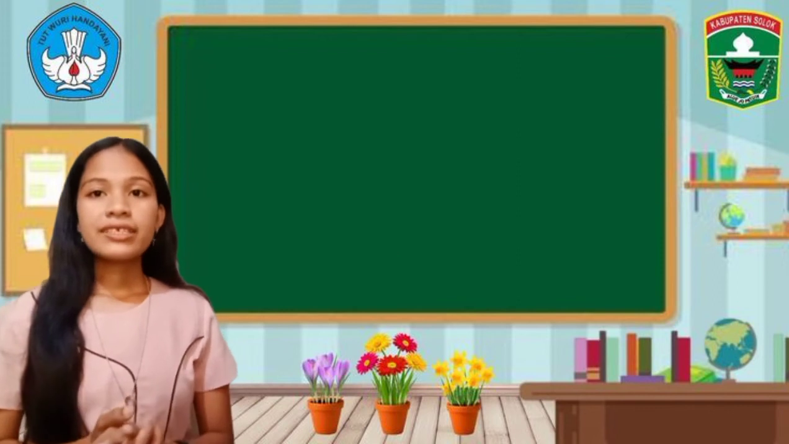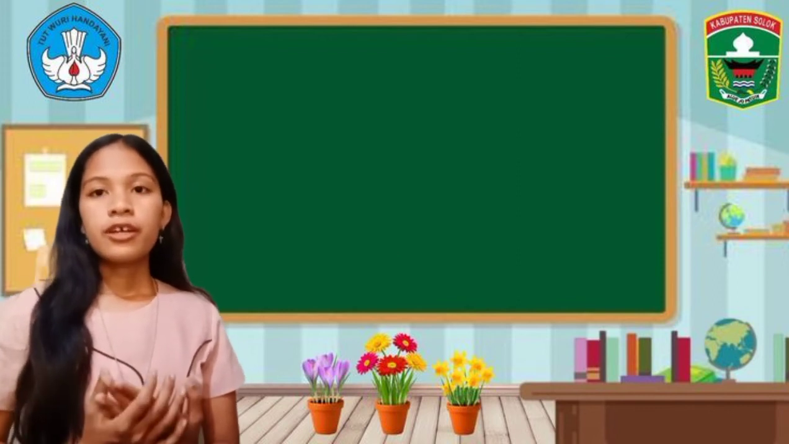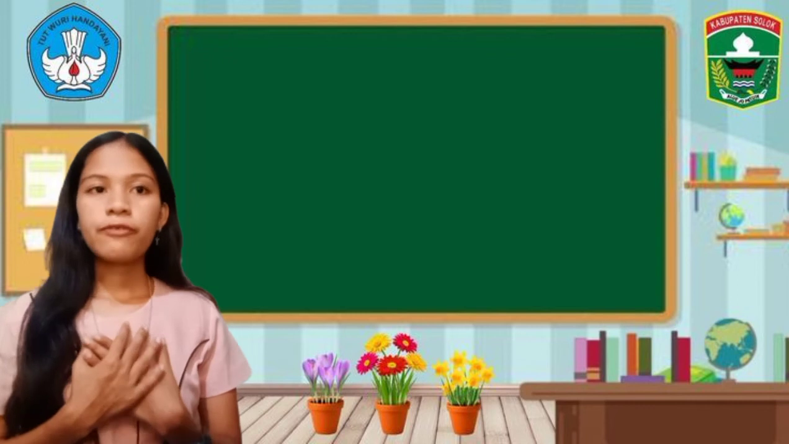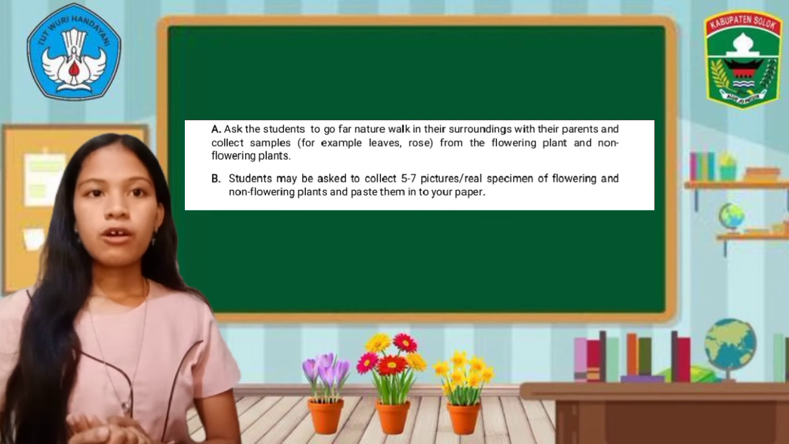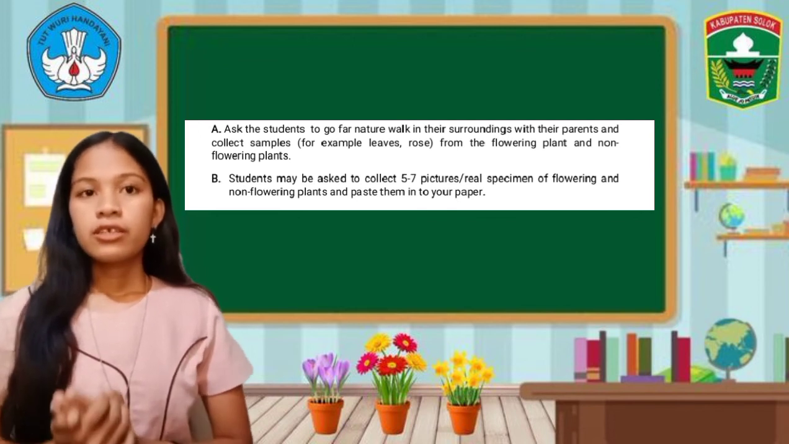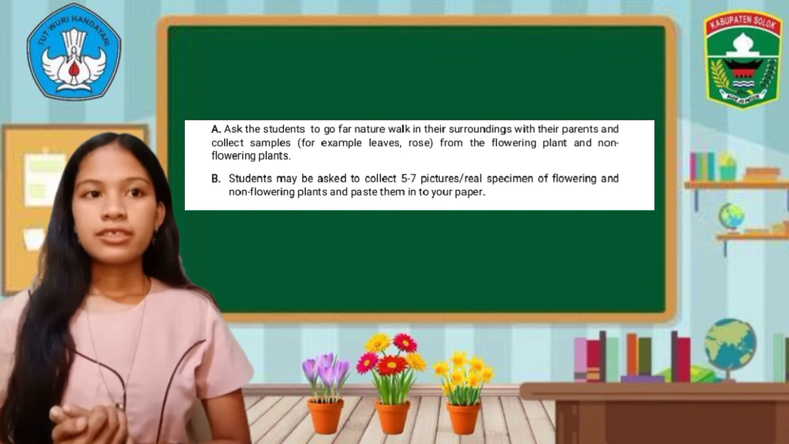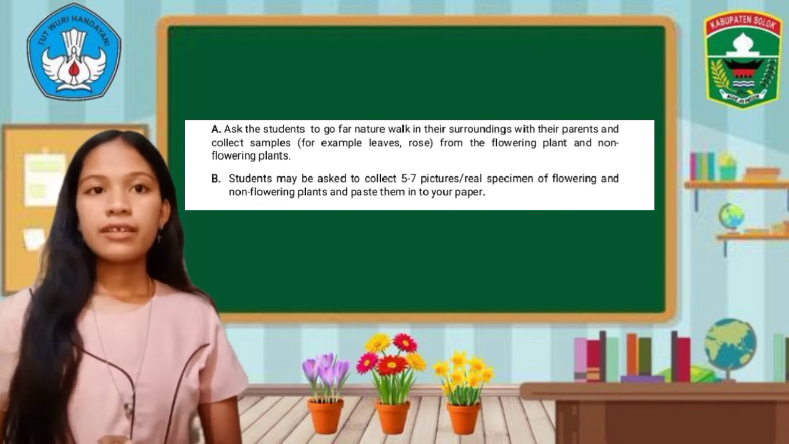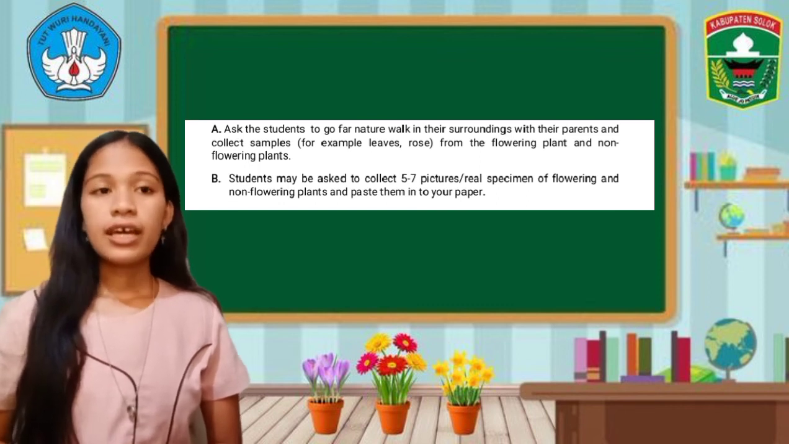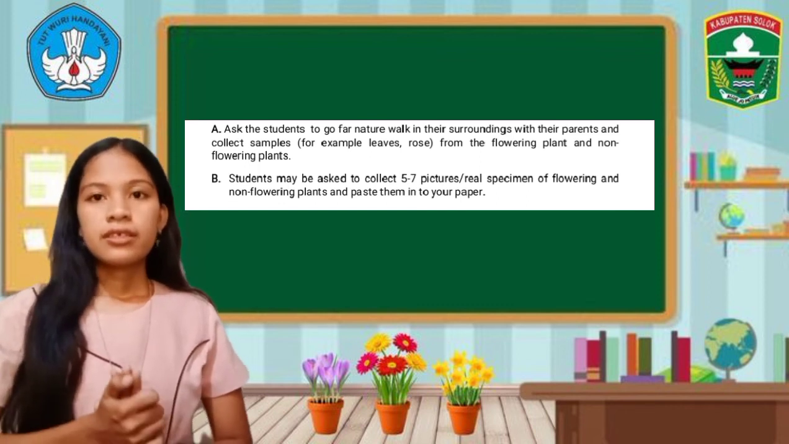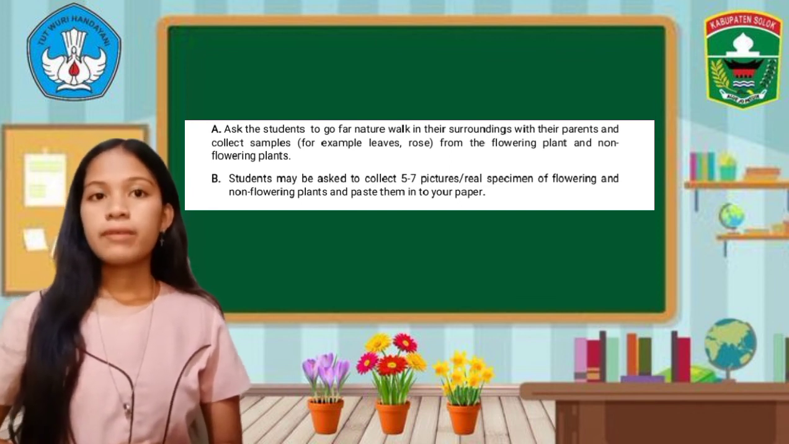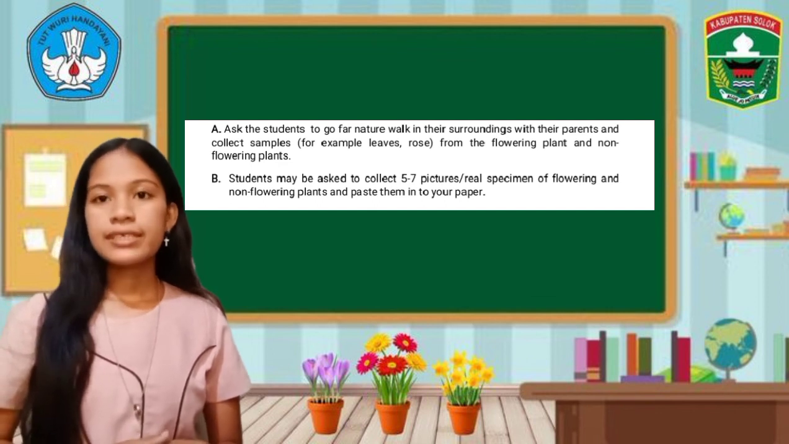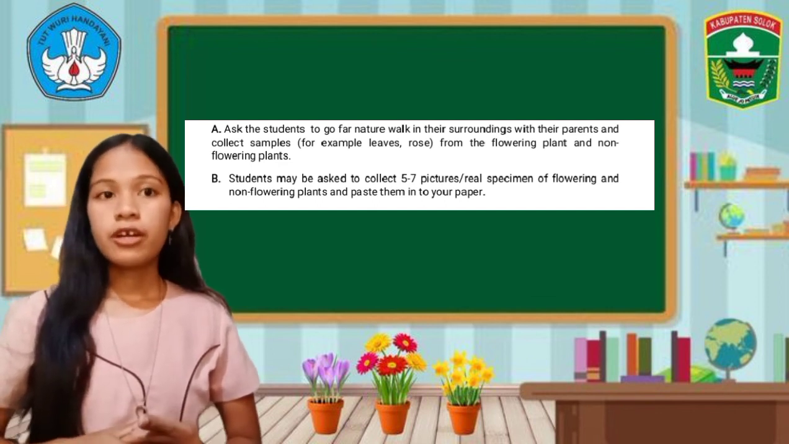Class, I have an assignment that you can do at home with your parents. Number 1, go on a nature walk in the surroundings with your parents and collect samples of non-flowering plants and flowering plants. Letter B, students may be asked to collect 5 to 7 pictures or real specimens of flowering and non-flowering plants and paste them onto your paper.